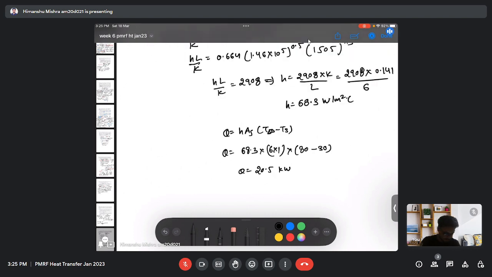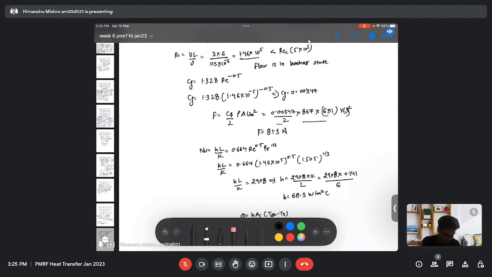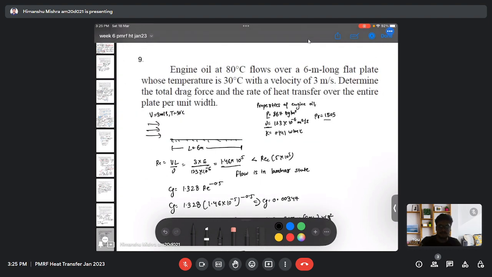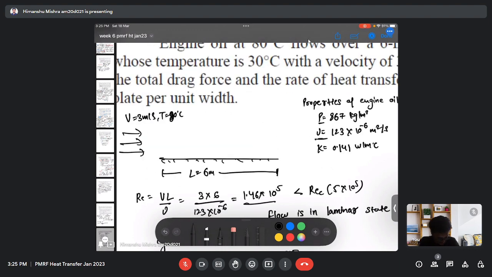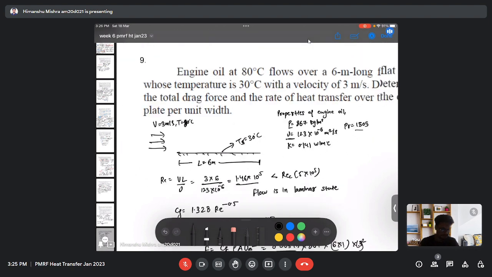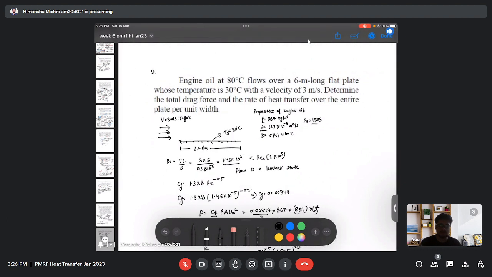So we already solved such kind of a problem last week. In this problem, we have a flat plate, and this is 80 and this is 30. It says that there is an incoming flow with a given velocity and temperature, the temperature at the surface of the flat plate is also given, and the length of the flat plate is given as 6 meter, and we need to determine the total drag force and the heat transfer.